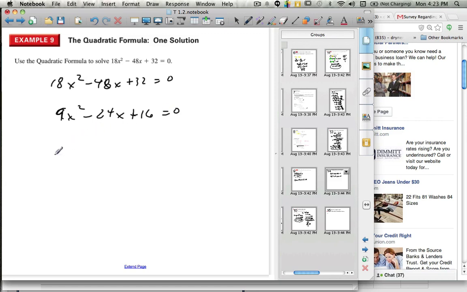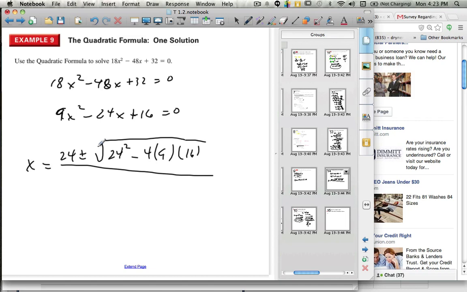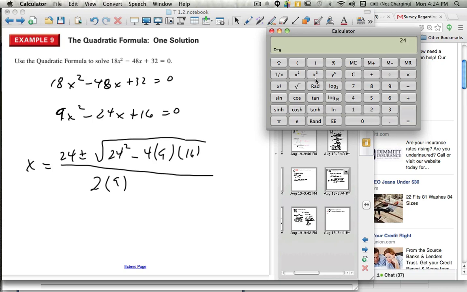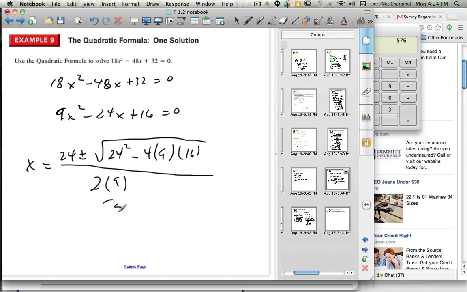So now I'm going to find the opposite of b. So the opposite of negative 24 is 24, plus or minus the square root of 24 squared minus 4 times 9 times 16. And that's going to be over 2 times a, which is 9. And what happens when I pull out a calculator here is I'm going to find 24 squared. 24 squared is 576.